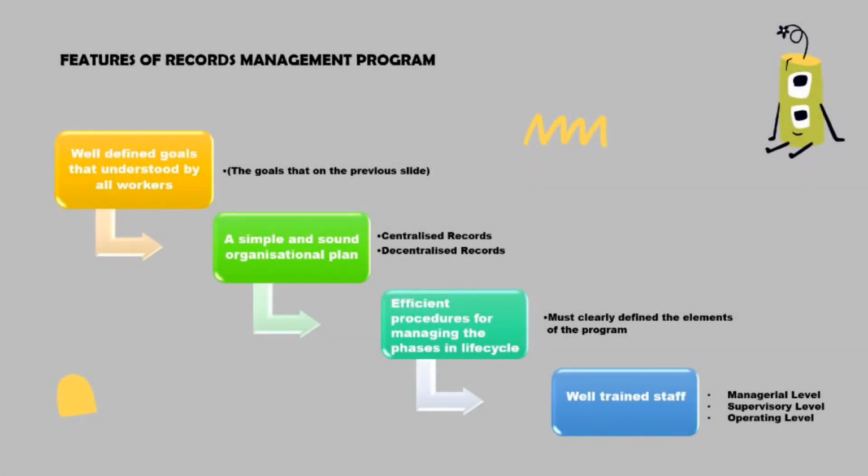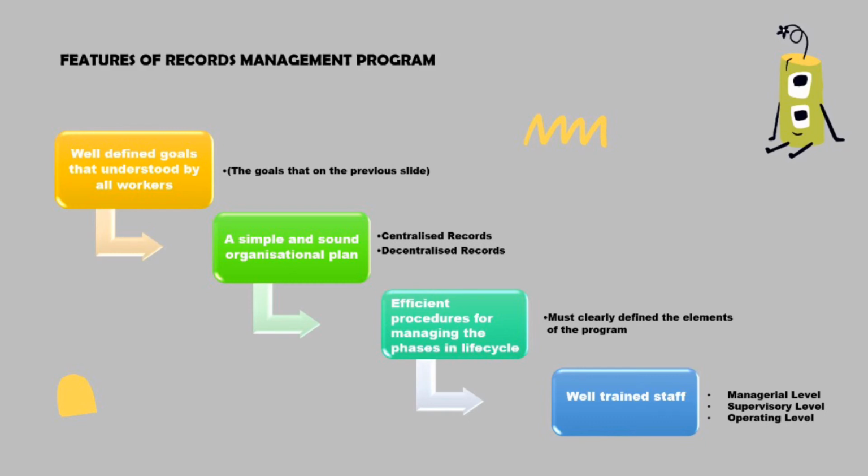Now, I will talk about the features of a records management program. First, well-defined goals that are understood by all workers. A simple and sound organizational plan, where there are two types of records management, which are centralized and decentralized. Centralized means records are physically located and controlled in one area. Decentralized is where the records are physically located in the departments where they are created and used.